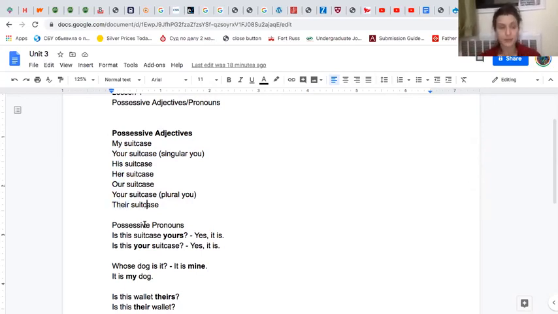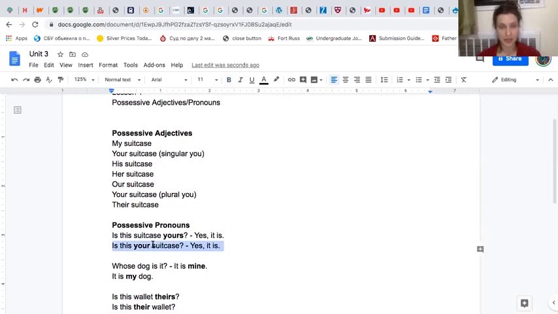suitcase. Now, possessive pronouns are used by themselves without nouns. There is no noun after a possessive pronoun. Let's see an example. Is this suitcase yours? Yes, it is. You see, we have yours, and it's not followed by anything. There is nothing. There is no noun. So we have to use this form. And you see that the only difference is this letter S.